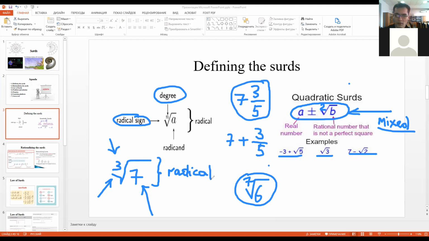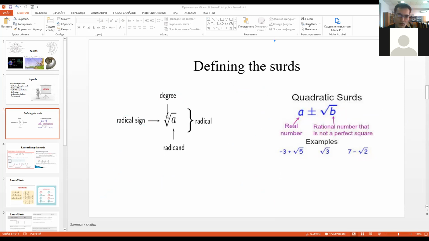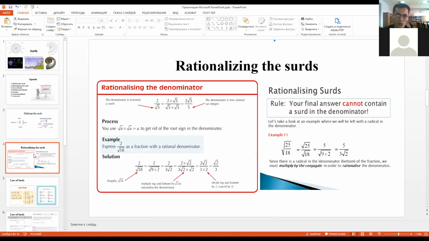Radical sign. Look at this. The radical sign is this expression, you know. What about the degree? Degree 7. Yes, degree 7. What about the radicand? 6. Absolutely. Okay, you learned this, and let's go to the next presentation, which is about the rationalizing operation.